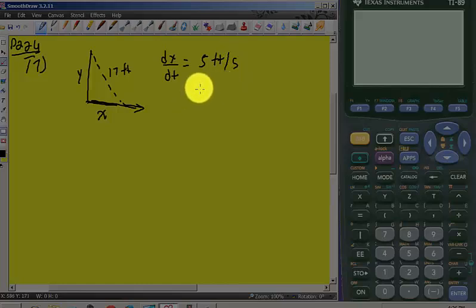Or no, it's 2 feet per second. I'm doing 16, so I can't do that. 2 feet per second. So let's change that. So 2 feet per second.